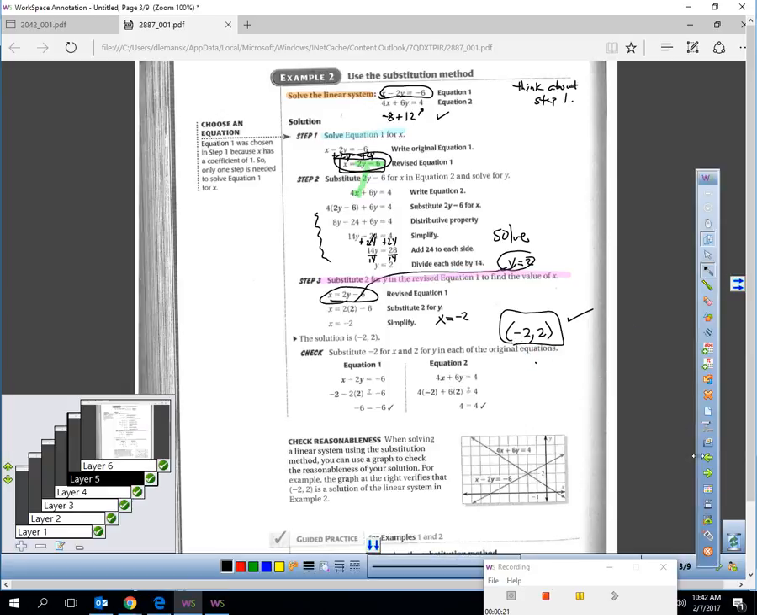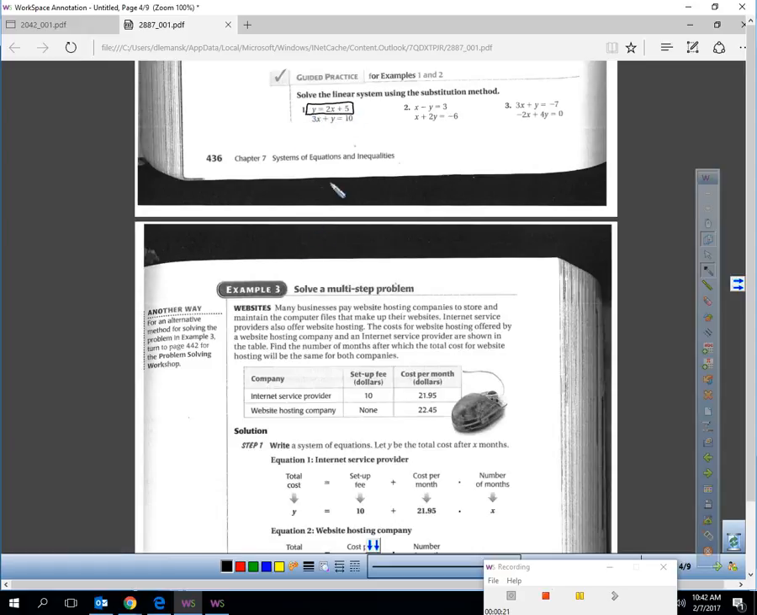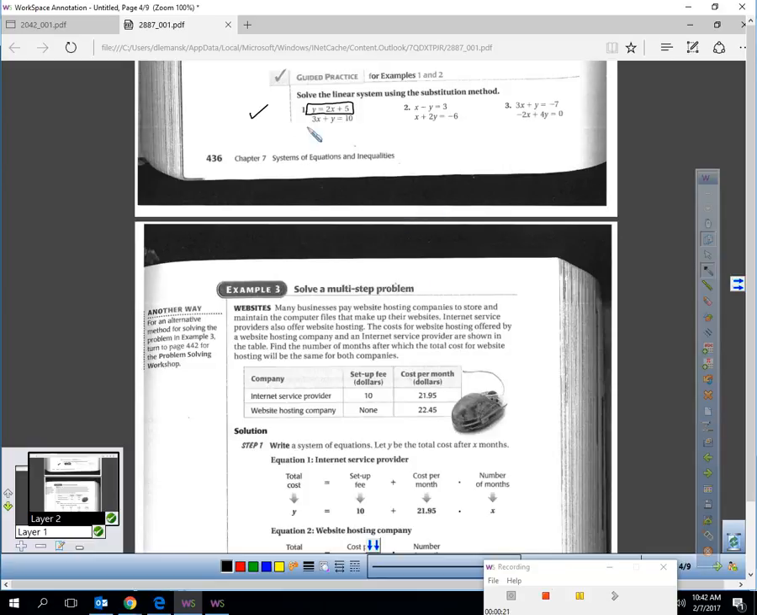Let's do another one. Let's do a couple more here. Let's solve these. We're going to do 1 and 2 together. Let's solve the linear system using substitution. So step 1, we have to isolate a variable. Well, what a gift. Do you notice the first equation, y is already isolated. So step 1's done. I already have a variable isolated. Y is by itself. Okay, so now I got to substitute. I'm going to go to a new sheet.